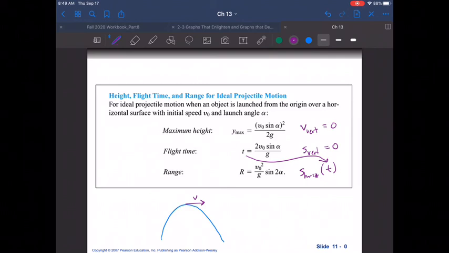Because if it's in the air for 3 seconds, that means it has 3 seconds to travel at its horizontal speed before it hits the ground. All right, after it hits the ground, we're not worrying about it rolling or bouncing or anything else anymore. We're going to pretend it just hits and sticks there.